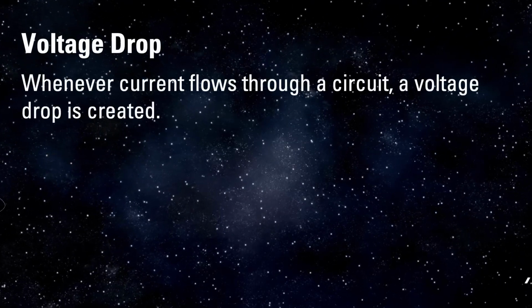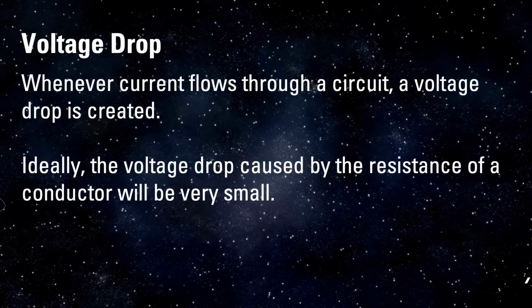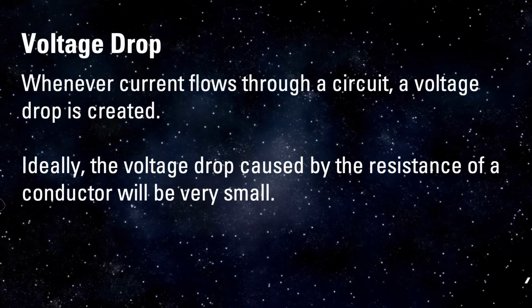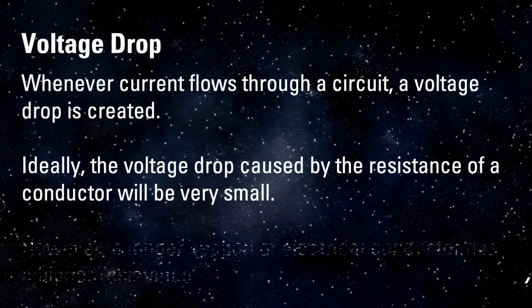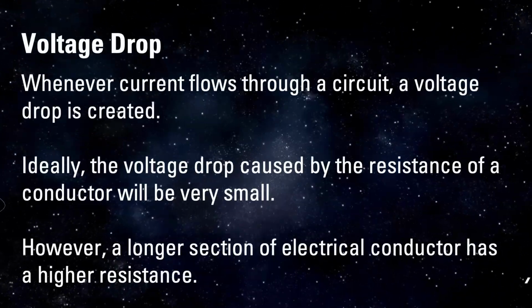Whenever current flows through a circuit, a voltage drop is created. Ideally, the voltage drop caused by the resistance of a conductor will be very small. However, a longer section of electrical conductor has a higher resistance.